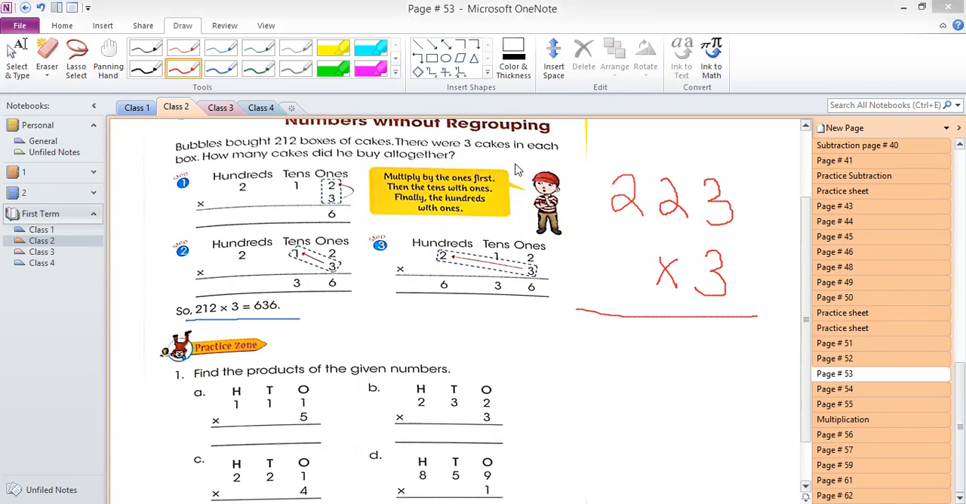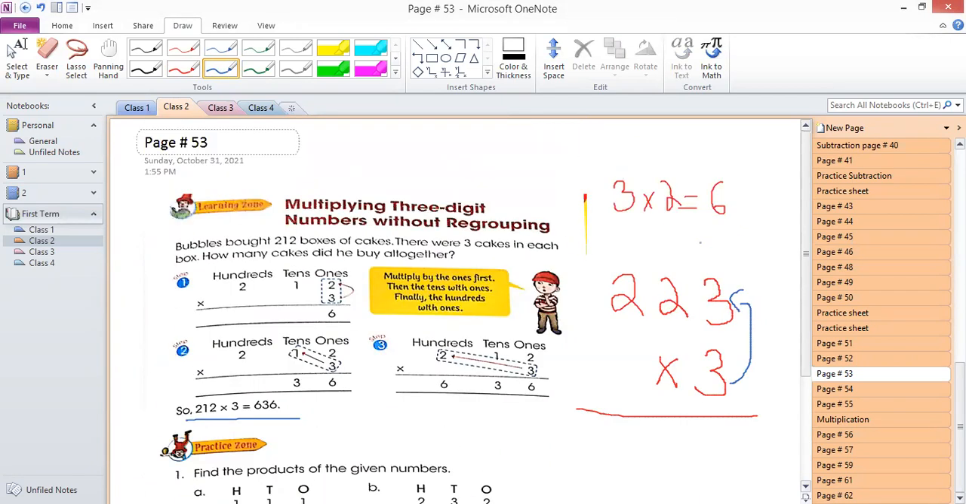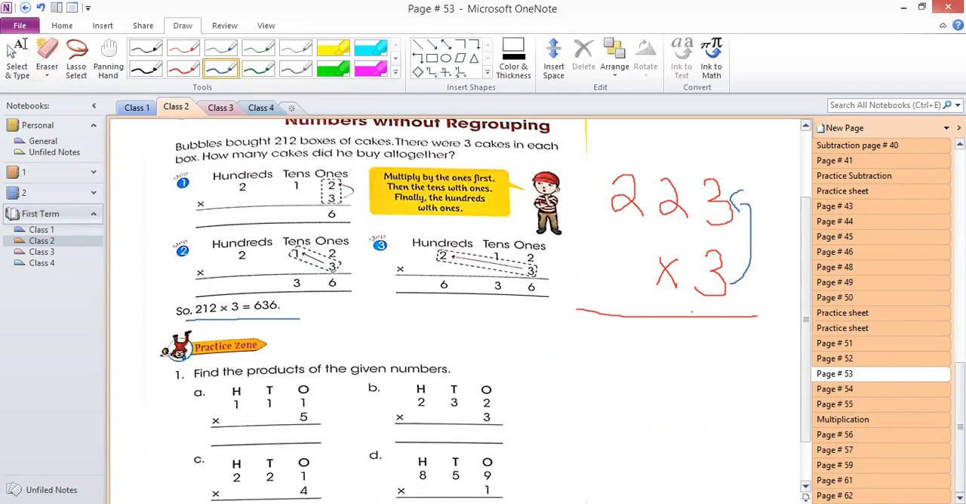First you will multiply this 3 by the ones. 3 by 3 equals to 9, so you will write here 9. 3 by 3 ones is equals to 9 ones. Then you will multiply this 3 by 2. 3 multiplied by 2 equals to 6. You will write here 6. Then finally you will multiply this 3 by 100. 3 by 2 equals to 6. So the answer will be 669. Is it clear to you guys?